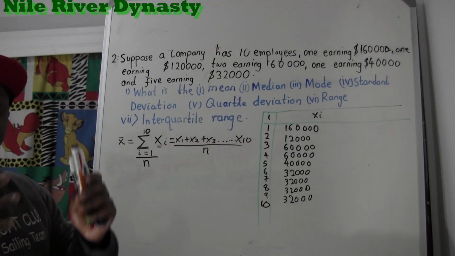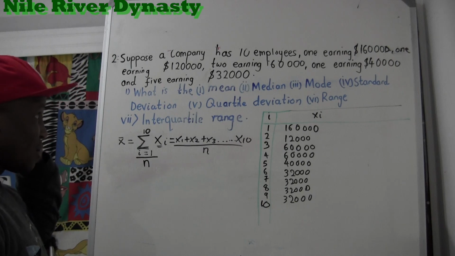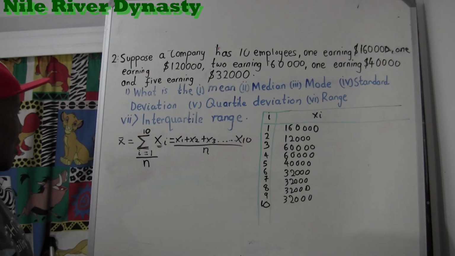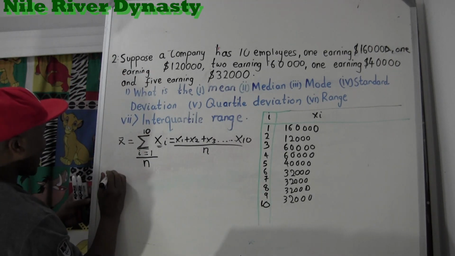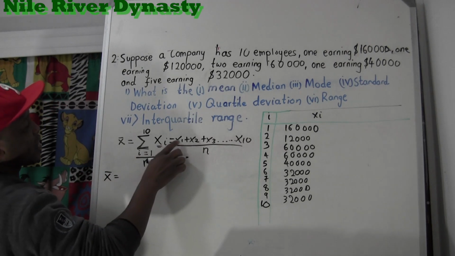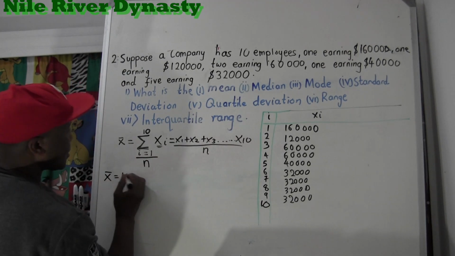So that's how you get your mean, or sometimes they call it average. Okay, now let's get it. So, say, find the mean. Let's get my mean now. So the mean equals x1. What is x1? 1, 6.